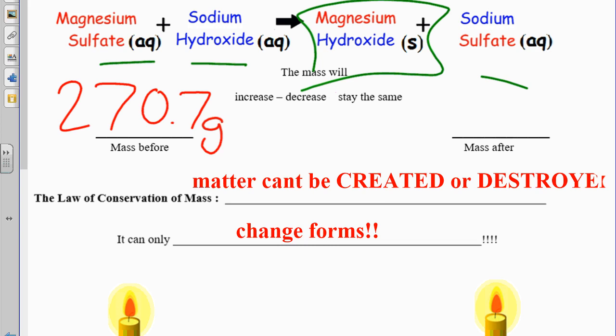do you think the mass is going to increase, decrease, or stay the same? I'm going to make a solid in solution. Increase, decrease, or stay the same when I do this reaction? Give me a guess. What do you think? Do you think it's going to stay the same? Anybody think anything else? Nobody wants to share. Okay.